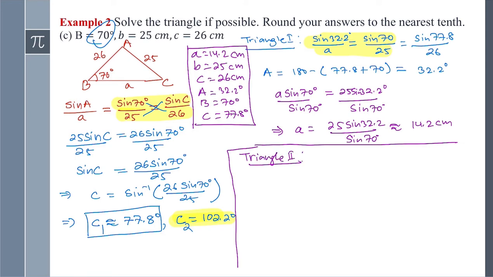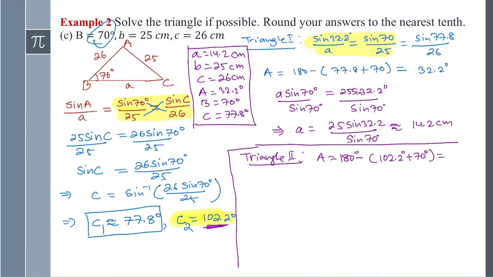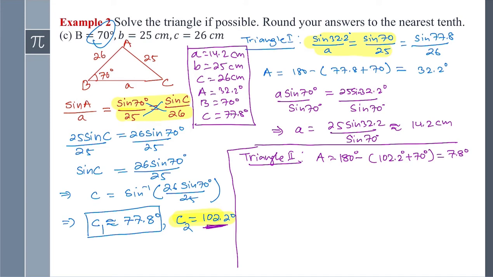Okay, so in that case, we are going to take this as our angle. So if we take 102.2 as angle C, now angle A equals 180 minus 102.2 plus 70 degrees. And then when we put this into the calculator, we are going to get angle A as 7.8 degrees. Now if you write the law of sine, I have sine 7.8 degrees over A equals sine 70 over 25 equals sine 77.8 over 26. Now to find A, we are going to take the first two equations, do the cross multiplication and find A.